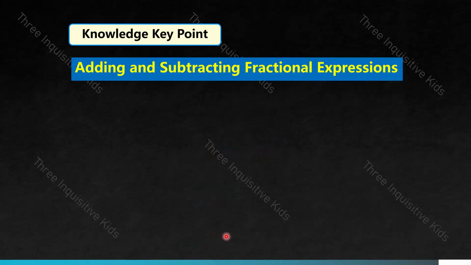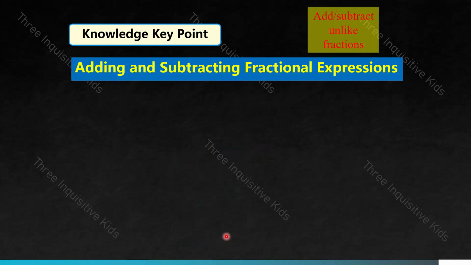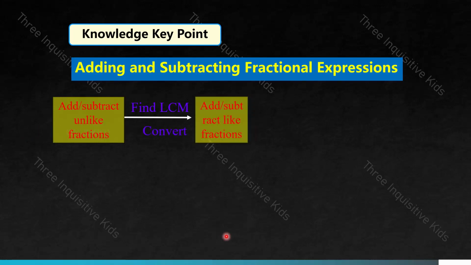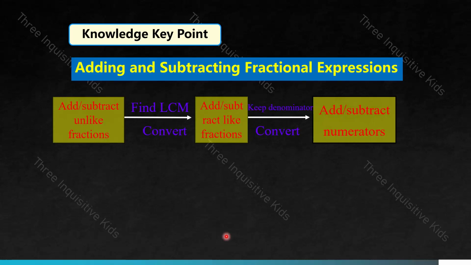Knowledge key point. Adding and subtracting fractional expressions. First, we add and subtract unlike fractions. Then, by finding the least common multiple of the denominators, we have like fractions. And then after keeping the denominator while adding or subtracting the numerators, we have our final answer.